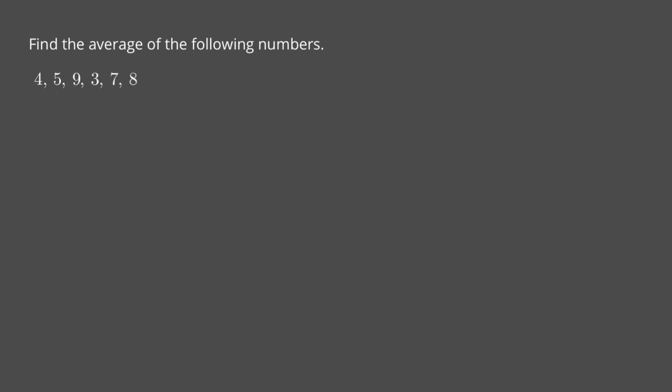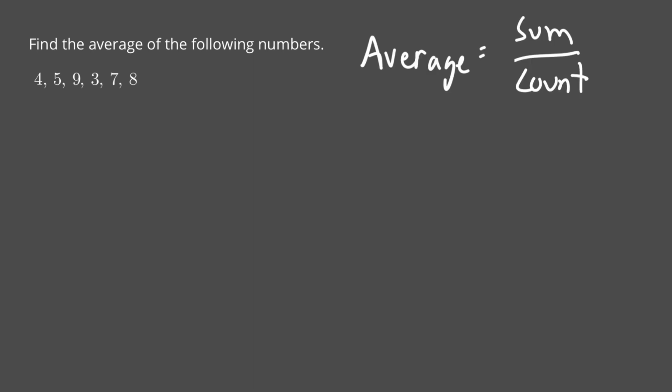Here it asks us to find the average of the following numbers, giving us 4, 5, 9, 3, 7, and 8. Using the formula from the previous screen, we first need to find the sum. So we have 4 plus 5 plus 9 plus 3 plus 7 plus 8. Once you add all that up, that gives you 36.